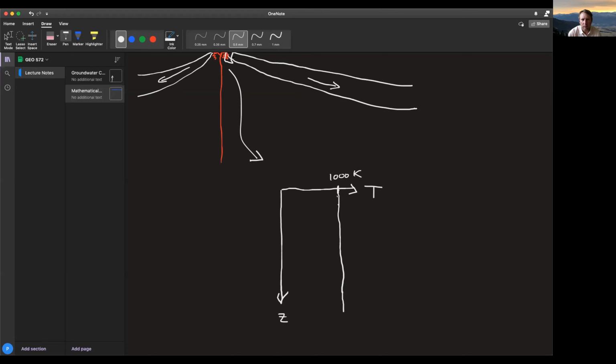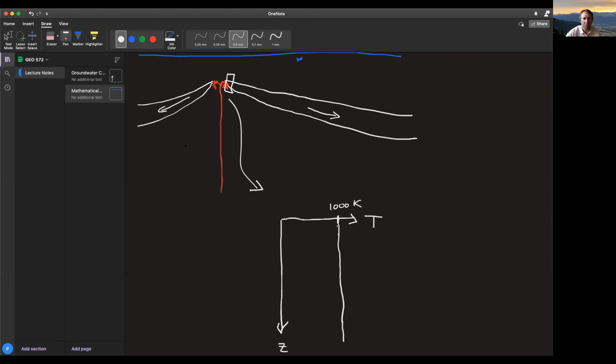Now, this ocean here above my profile, right? It's not at 1,000 degrees. It's at like 4 degrees Celsius. All right, it's cold. And so immediately after forming, we know that the top of our oceanic crust here goes right at the skin, it goes to something like 4 Kelvin, right? It goes to the temperature of the ocean.